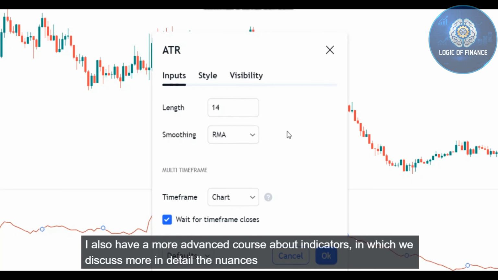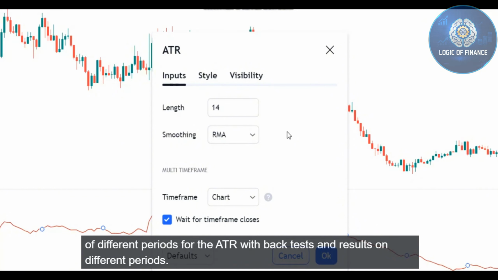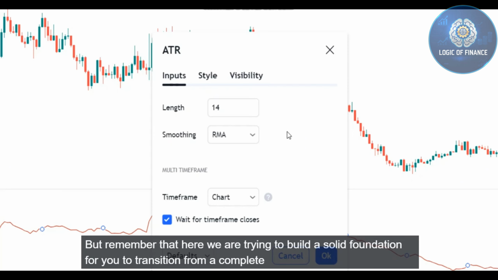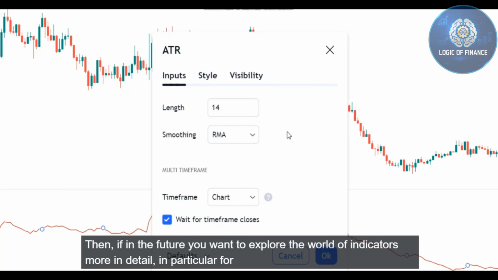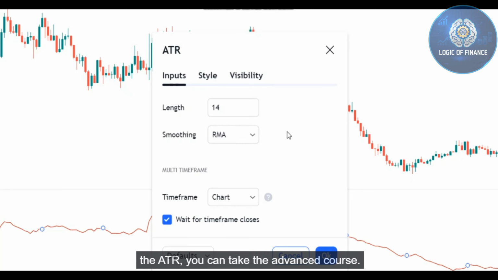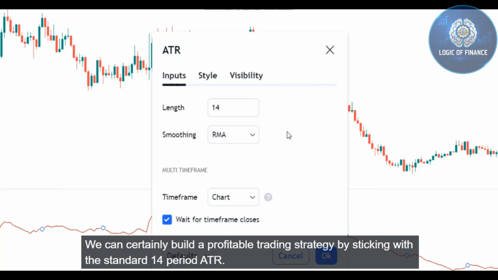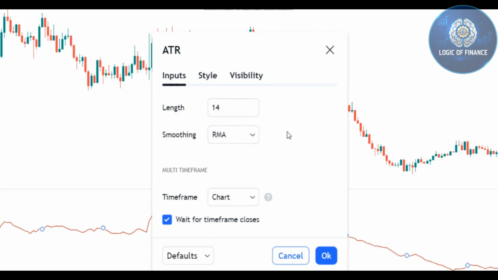I also have a more advanced course about indicators in which we discuss more in detail the nuances of different periods for the ATR with backtests and results on different periods, but remember that here we are trying to build a solid foundation for you to transition from a complete beginner to an intermediate trader and come up with your first profitable trading strategy. This is more than enough for now. Then, if in the future you want to explore the world of indicators more in detail, in particular for the ATR, you can take the advanced course. For now, there's no need to deviate from this. We can certainly build a profitable trading strategy by sticking with the standard 14-period ATR.